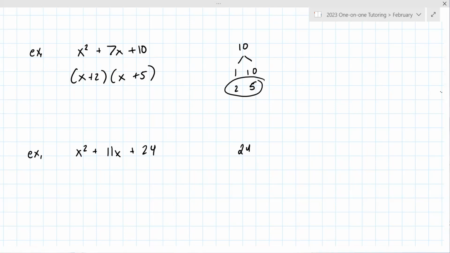Add up to 11. Okay, so just take a look at that and see what you come up with, please.